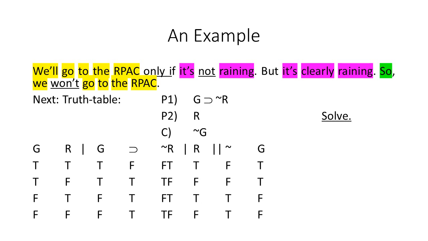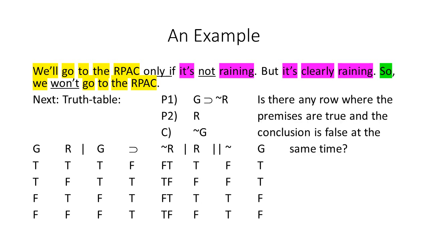Okay, so is there such a row? Again, we're looking for a row where the premises are true and the conclusion's false. Well, here's our first row where we have a false first premise, true second premise, and false conclusion. Is that a row where the premises are true and the conclusion's false at the same time? No. So that one's good. What about the next one? True, false, false. Again, not a row where the premises are true and the conclusion's false at the same time. So that one's good, so we can put a little check mark there.